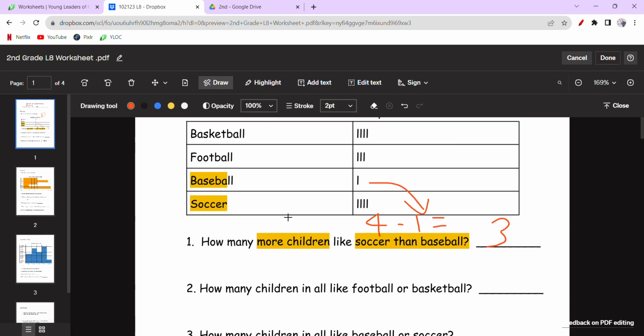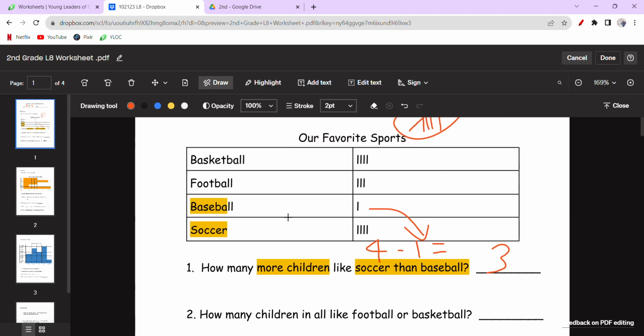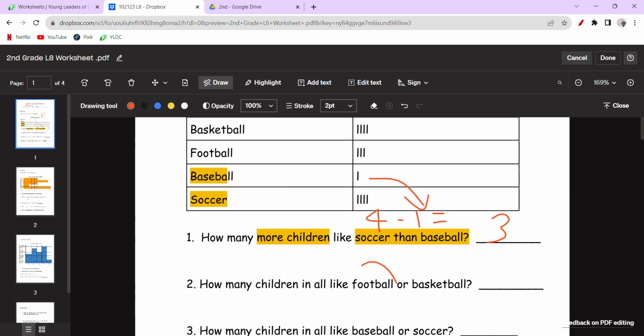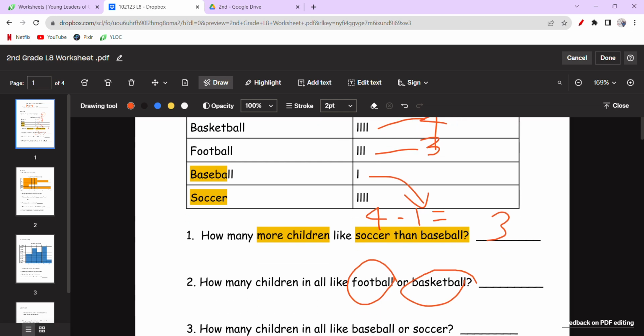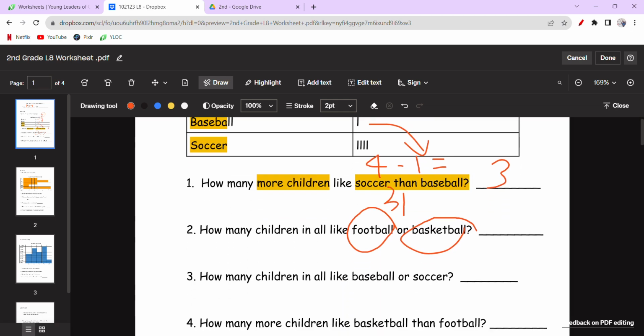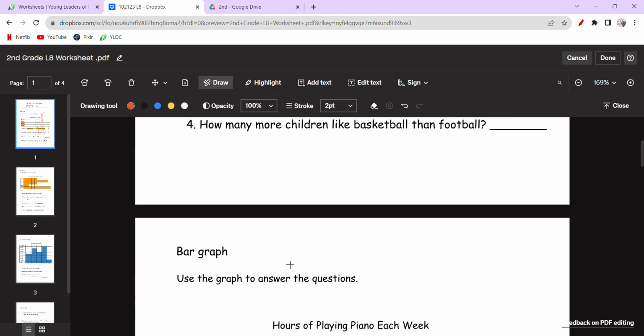Or like question number 2, how many children in all like football or basketball? So we have to add up these numbers. Football we have 3 kids, and in basketball we have 4 kids. And so 3 plus 4, which we know is 7, right? So this is very simple.